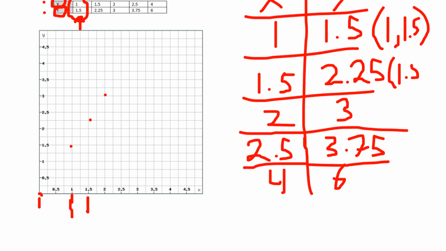All right, then for the next one I go over 2.5 on the x-axis, and then I'm going to go up to 3.75, which is going to be in between the 3.5 and the 4, which is going to put me right here. And then the last one is 4, 6, and 4, 6 doesn't actually fit on the grid. So if I were to take now and plot this, it would look like this. And that is the line that basically fits that data. So if you've done that, you're doing pretty good.